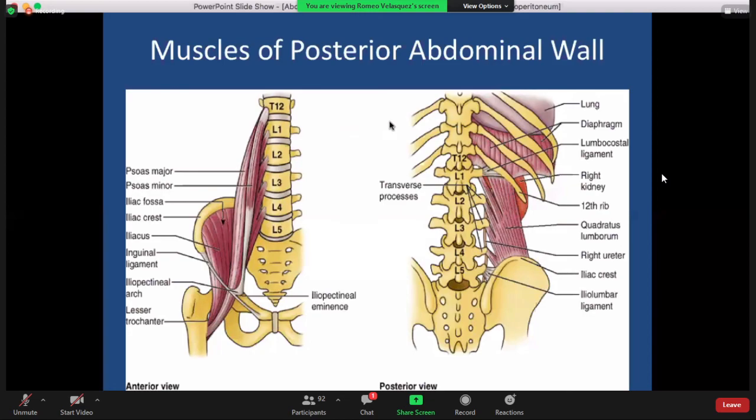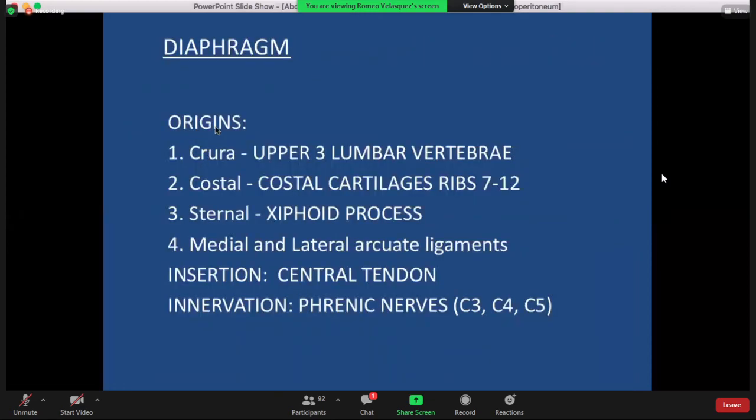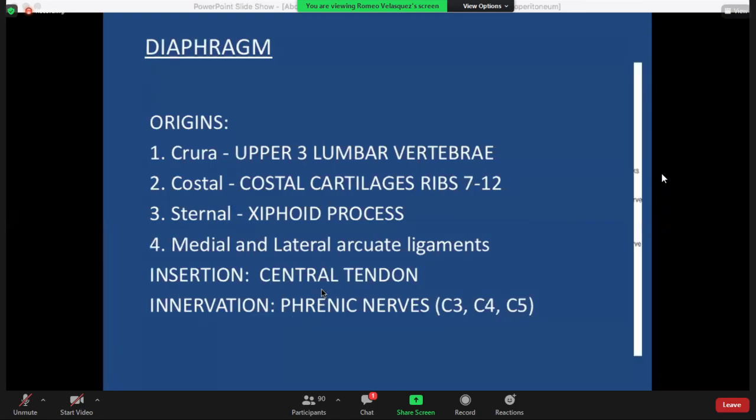So the diaphragm, very quickly, those are the origins: crural, costal, sternal, medial. So it's all around the entire abdominal wall cavity. Now, there's only one common insertion point, which is the central tendon. And that's the innervation for the diaphragm.